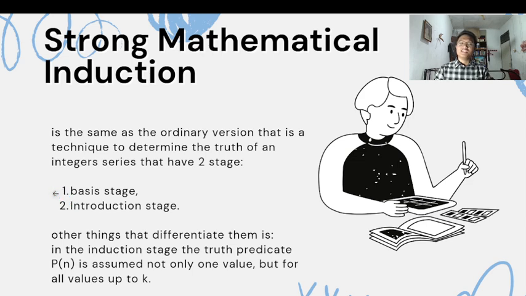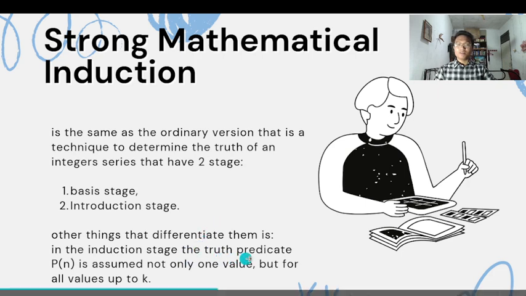In the first stage, there is the basis stage, and then in the second stage, there is the induction stage. Other than these stages, what differentiates this from regular mathematical induction is that in the induction stage, the truth of P(n) is assumed not for only one value but for all values up to k.